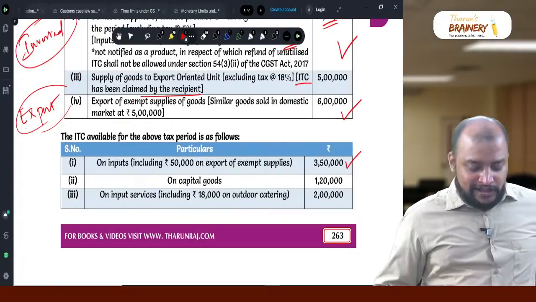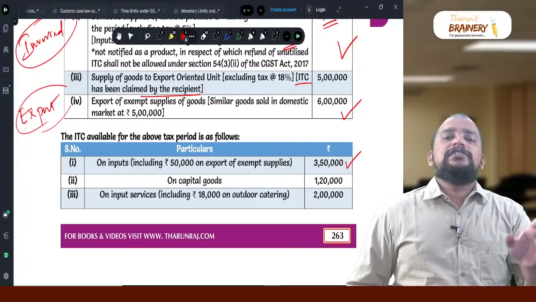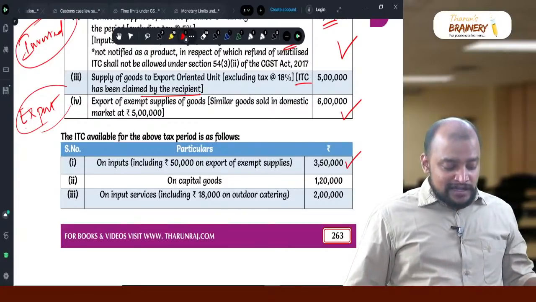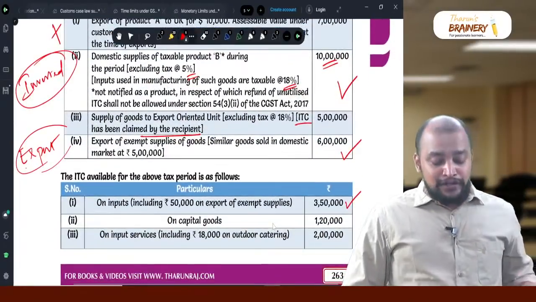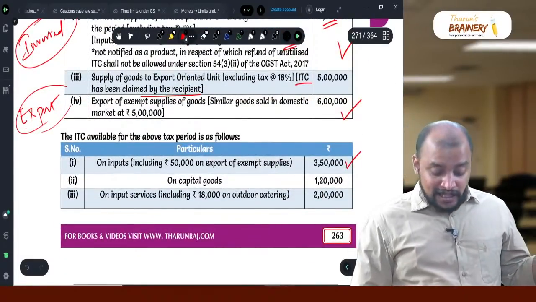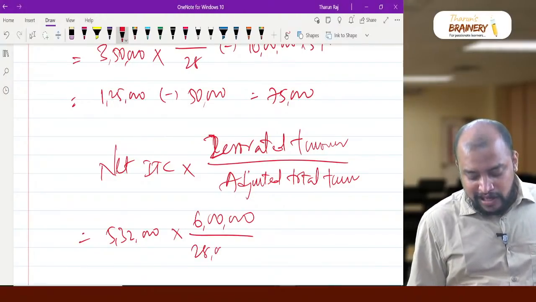5,32,000 into zero rated turnover. What is zero rated turnover? That on which we claim refund of unutilized ITC. Not all zero rated turnover, because even in this case the first one is also export, that is also zero rated, but you should not take that. So we should take only zero rated turnover on which we are claiming the refund, that is 6 lakhs. So divided by adjusted total turnover, same 28 lakhs.